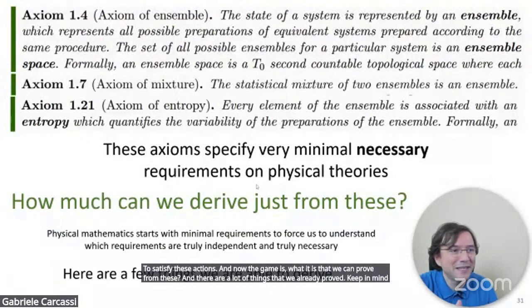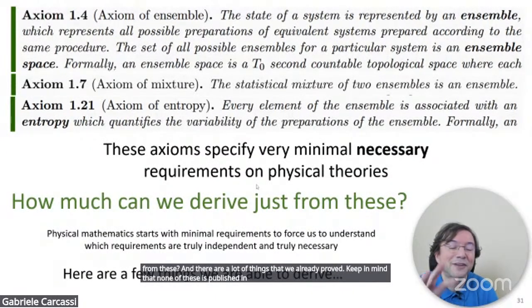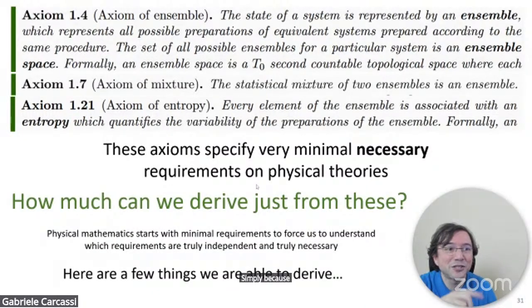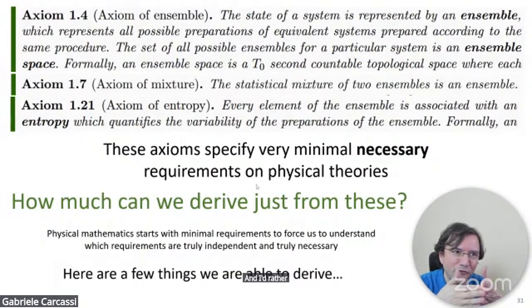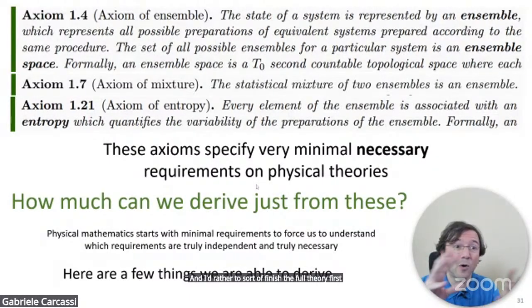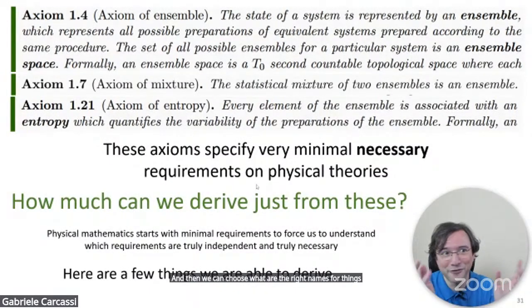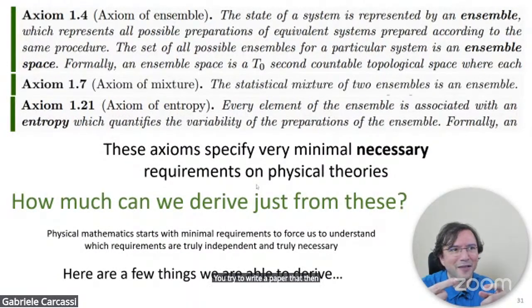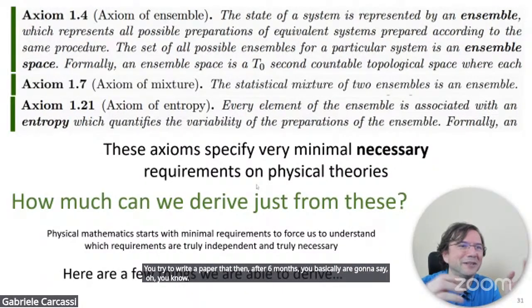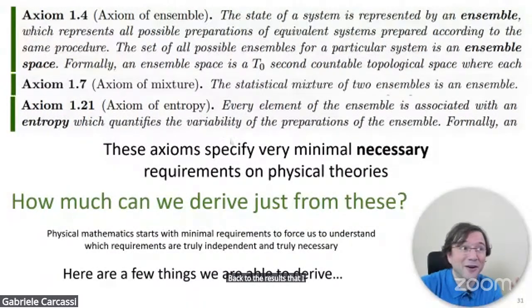Keep in mind that none of this is published in a paper yet. They're just results that we're putting in our book, simply because it touches so many things that have no established field that it's even unclear to me where we would publish. And I'd rather finish the full theory first so that we know where all the pieces are, and then we can choose the right names for things and how the theory fits together. Otherwise, you would try to write a paper and then after 6 months say, oh, I should have done it in a completely different way. So we're allowing ourselves that space, but the results that I'm presenting here are results that are solved.